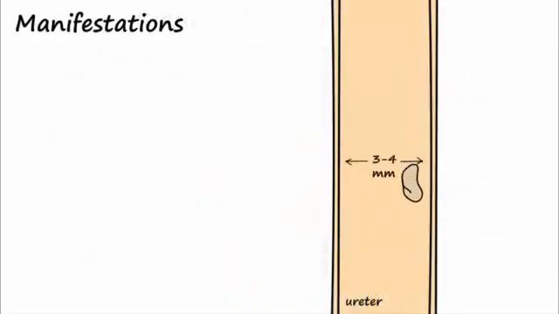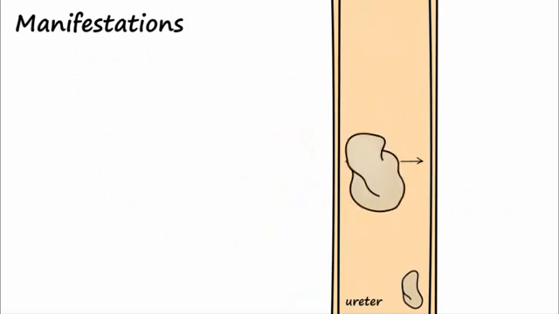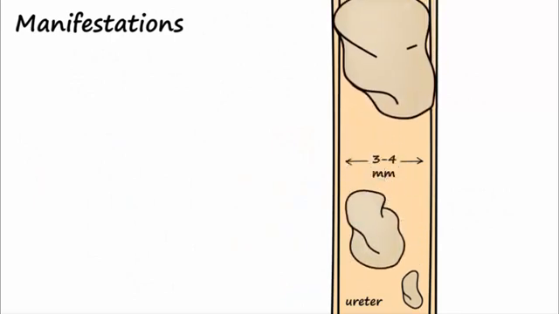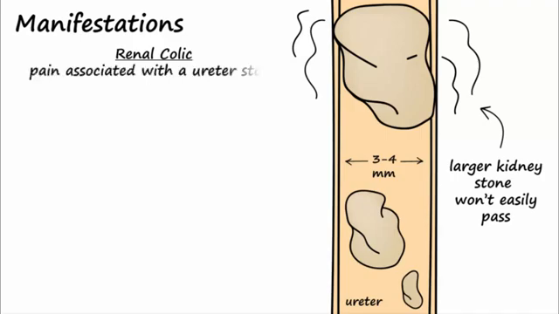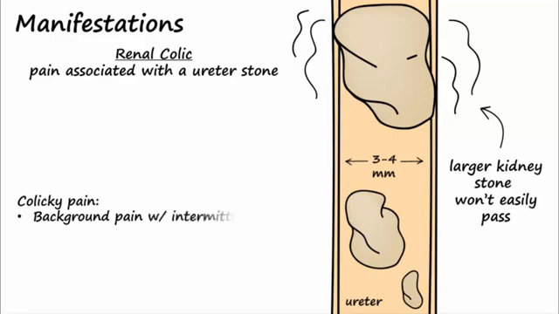The ureters are 3 to 4 millimeters in diameter. If the stone is, for example, 5 millimeters, it won't easily pass down the ureter and will elicit the characteristic painful renal colic as it irritates the ureter, especially during intermittent ureter peristaltic movements. Renal colic is the pain associated with the ureter stone. There is a continuous pain, but excruciating waves of pain come on intermittently, as periodic peristaltic ureter contractions attempt to force the stone down the ureter.